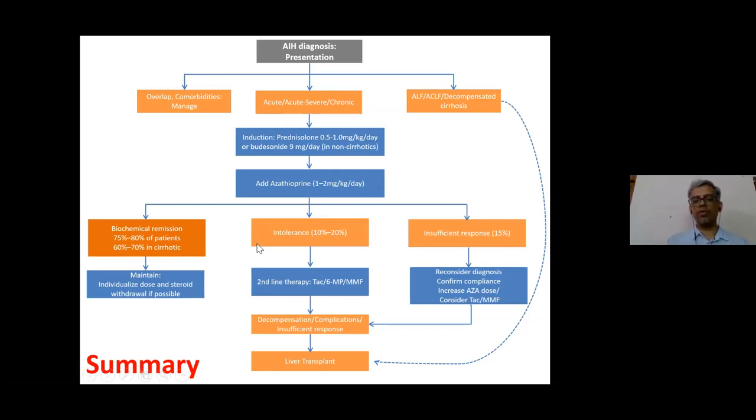If you've got a patient who's intolerant, think about second-line drugs as an option. If a patient doesn't respond, gets complications, decompensation, or has insufficient response, transplant is an option. If you have an insufficient response, which may happen in almost 15 to 20% of your patients, always reconsider whether the diagnosis is correct or not. Confirm compliance with the patient. You can consider hiking up the doses of AZA or consider second-line drugs. And if you still do not have a response and the patient gets complications, think about transplant as an option.